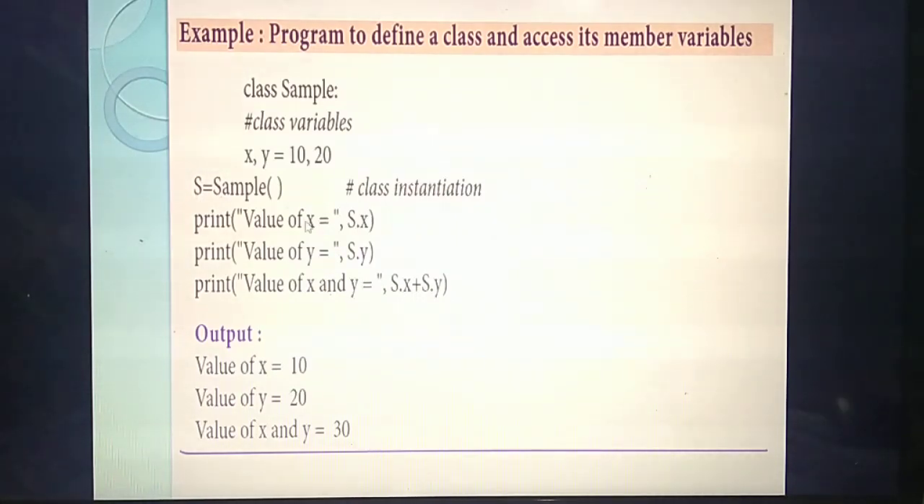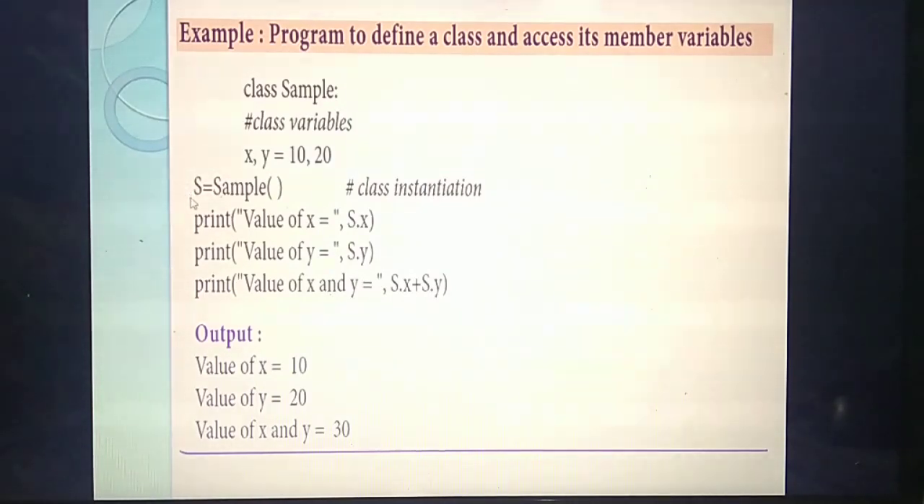So this line belongs to what? Class instantiation. Sometimes they will give the program and ask you to write: identify class variables, identify function, identify object, identify class instantiation. At that time you should know this is the class variable, and this is the class instantiation. What do you mean by class instantiation? The process of creation of an object inside a class is called class instantiation.